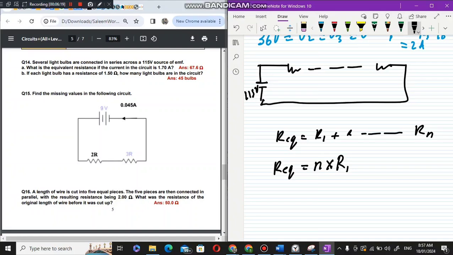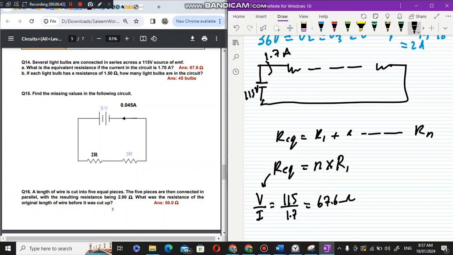So first we need to get R equivalent. So how do we get R equivalent? We have the voltage of the battery given, and we have the total current, since we are connected in series, which is 1.7 amperes. So we say that R equivalent is equal to voltage divided by current, which is equal to 115 divided by 1.7, which is equal to 67.6 ohms.